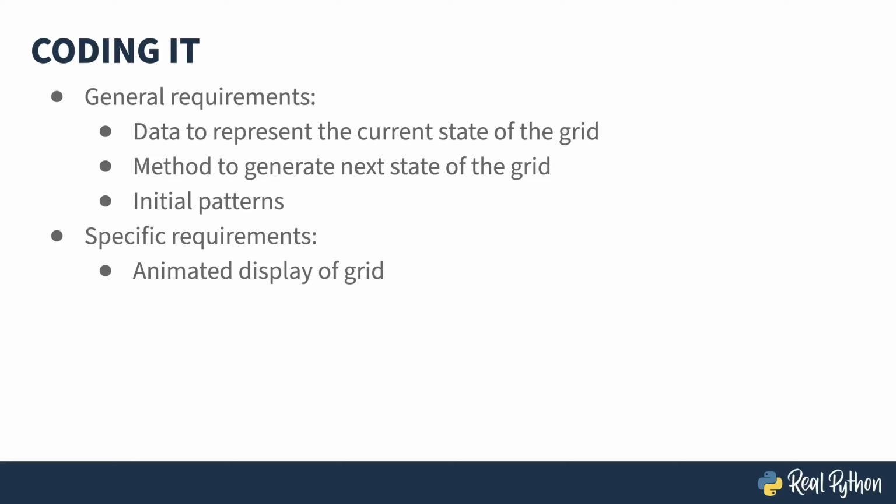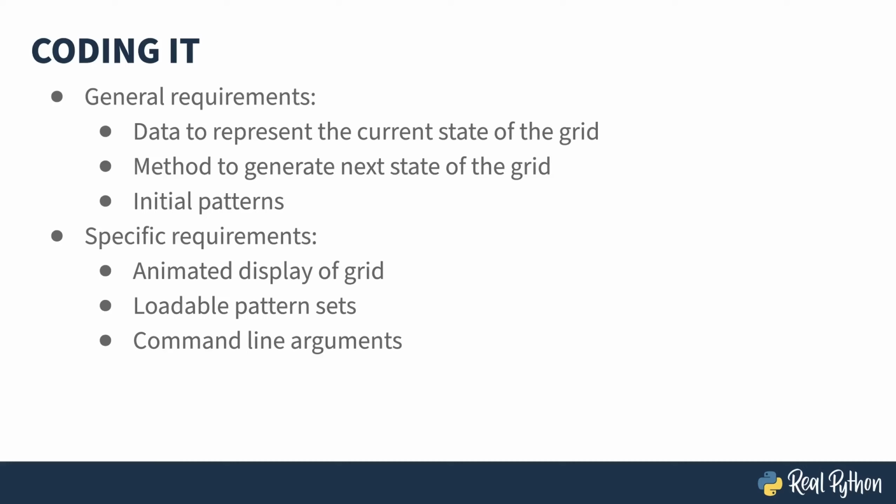The whole point of visualizing multiple frames is to animate it, so you'll need a way of displaying the next frame subsequently over the current one. Having initial patterns as part of the code is limiting, so let's use a data file so the user can insert their own patterns. The program is going to have some parameters that the user might want to muck with.